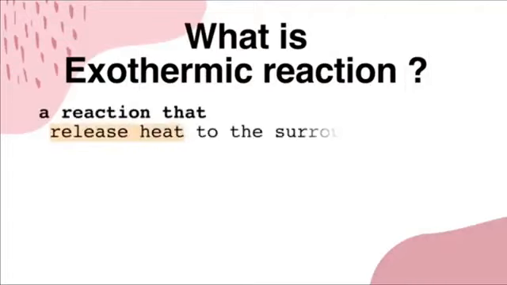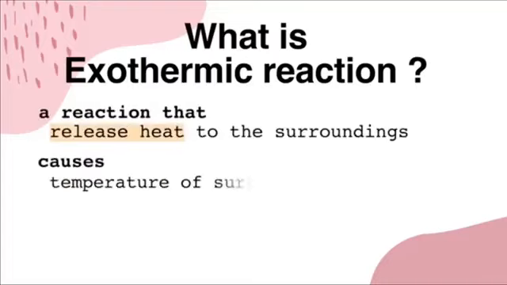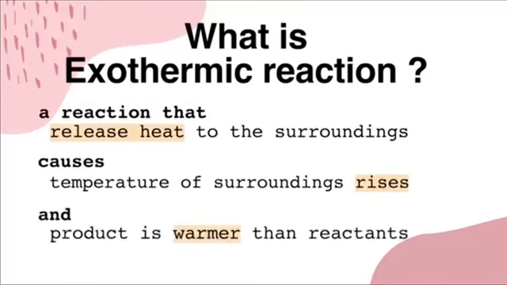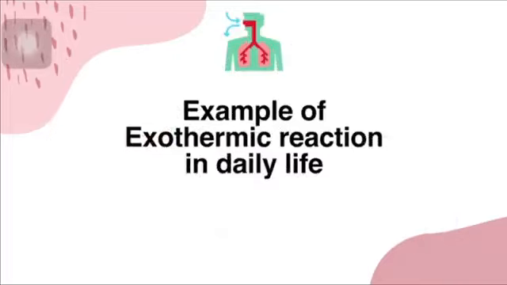Exothermic reaction is a reaction that releases heat to the surroundings. It causes the temperature of the surroundings to rise, and the product is getting warmer than the reactants. Here are a few examples of exothermic reaction. Firstly, we have respiration.